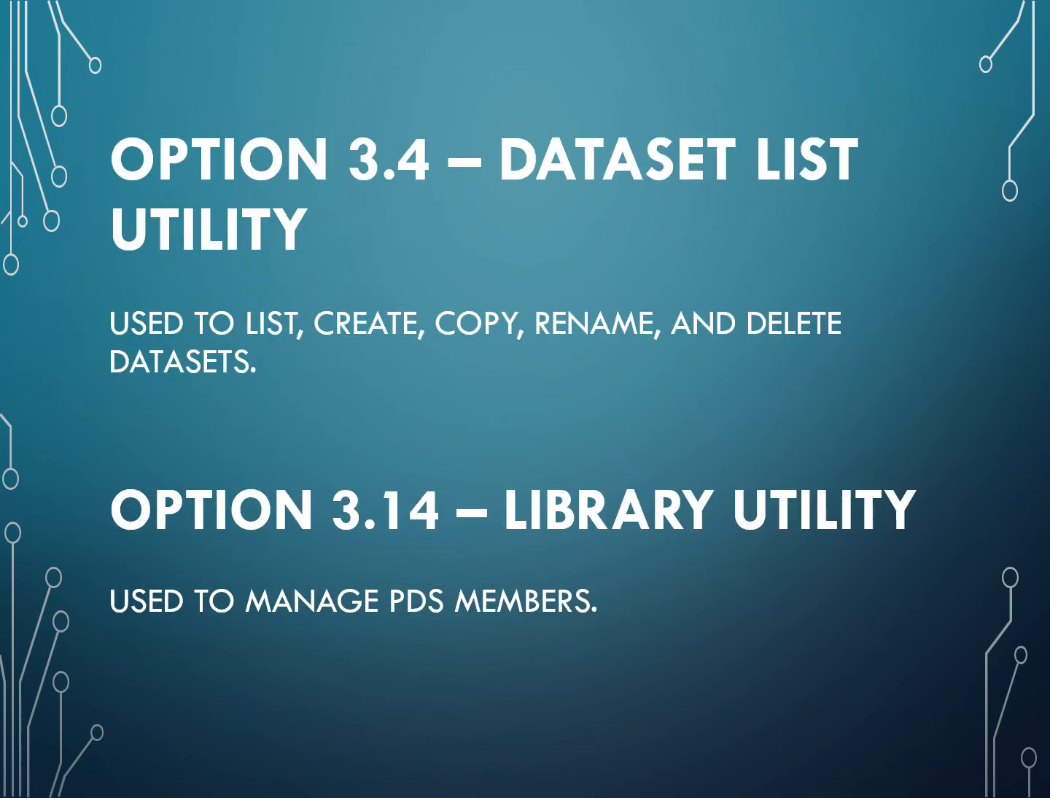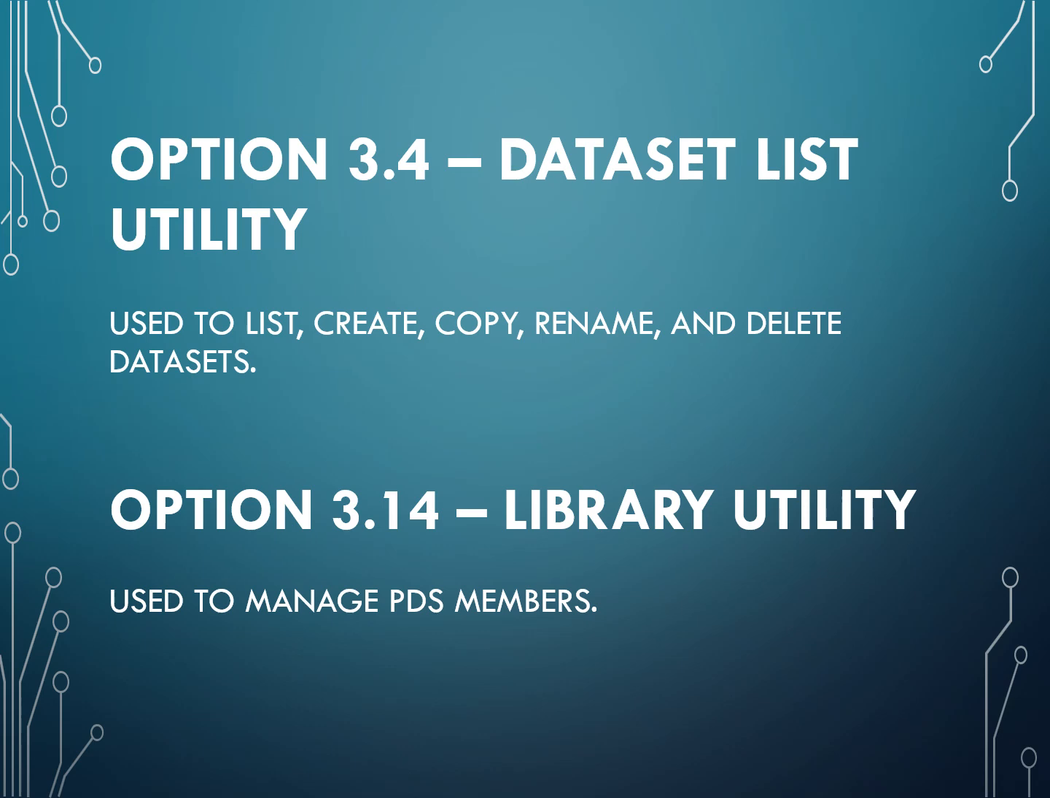Option 3.4 is one of the most important ISPF screens. It is used to list datasets, create datasets, copy datasets, rename datasets, and delete datasets. A developer uses 3.4 almost every day. Whenever we need to search for a dataset or perform dataset related activities, this is the first screen we open.